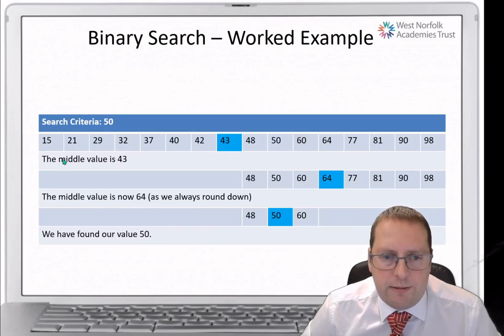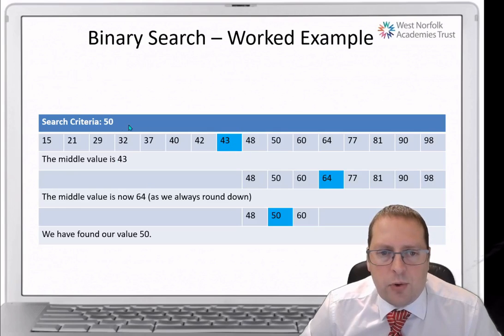So I'm looking for the number 50. I go to the middle item, 43, and what I'm looking for, 50, is bigger than 43. So I can get rid of all of these numbers here. So I'm left with these 48 to 98. So now I've got 1, 2, 3, 4, 5, 6, 7, 8. So I'm looking at halving that. So I'm looking at the fourth item. Remember, I'm looking for number 50. But I go to the fourth item, 64. Now 50 is less than 64, so I can get rid of everything from 64 upwards.